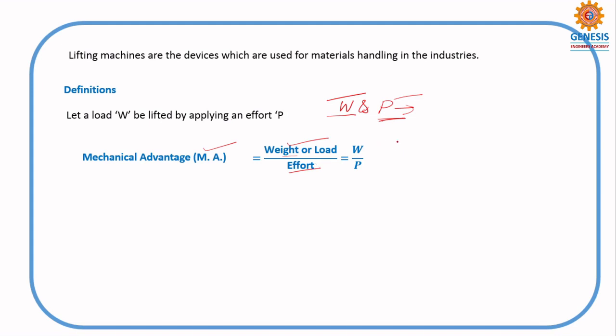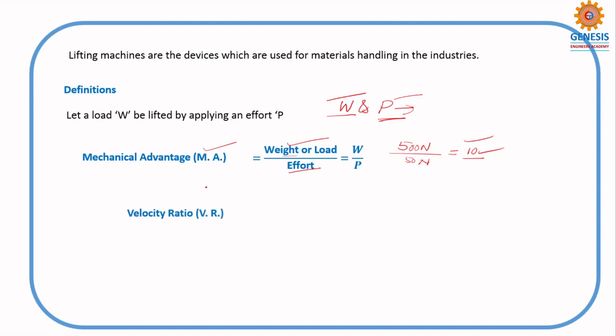If the load is 500 newtons and your effort is 50, then your advantage is 10 times. So you are reducing your effort by 10 times. That is the mechanical advantage. This will not have any units.